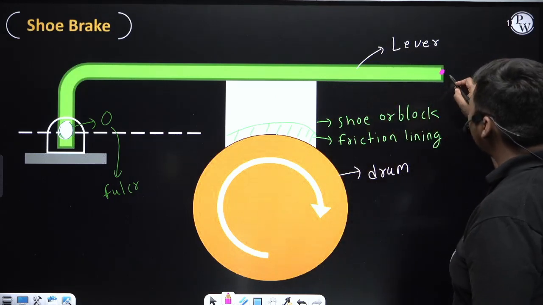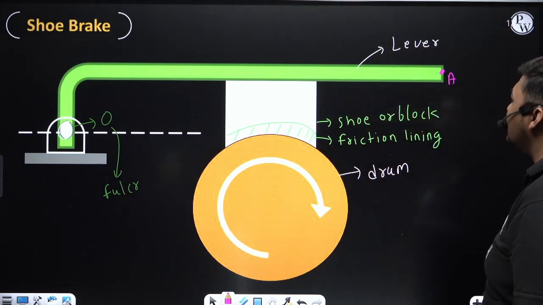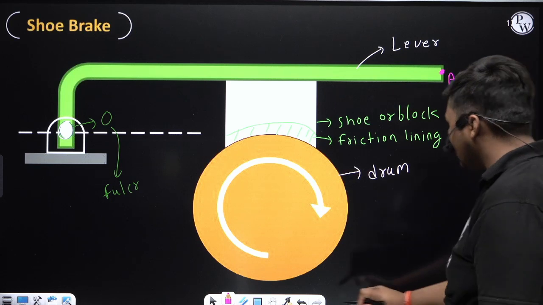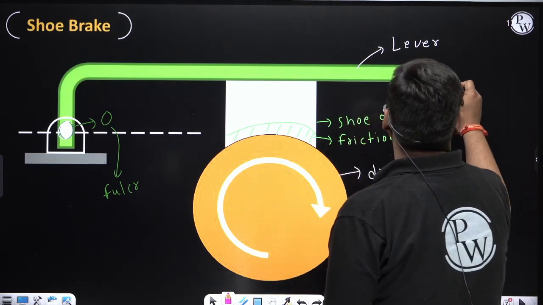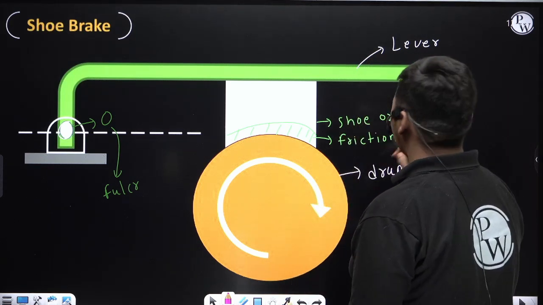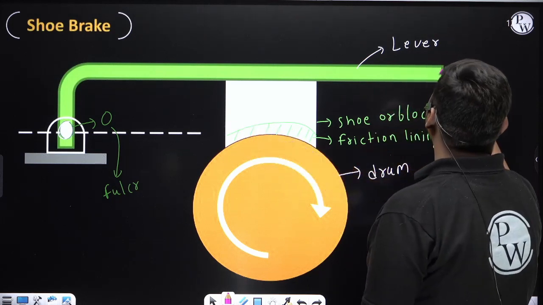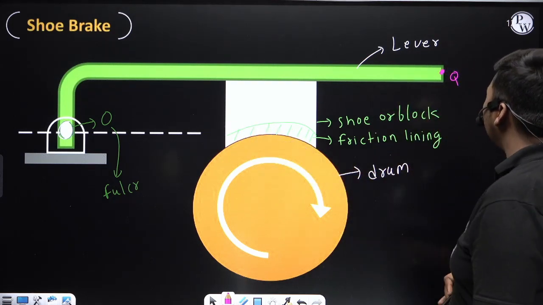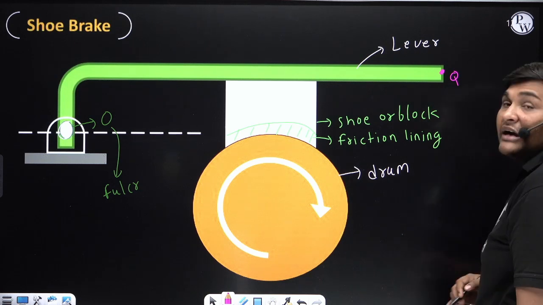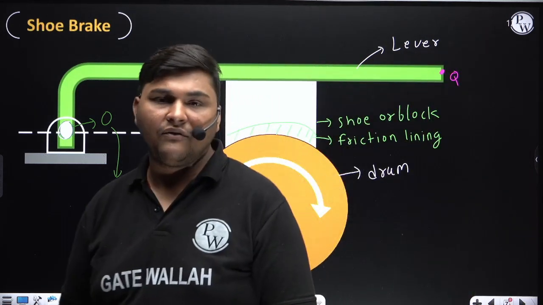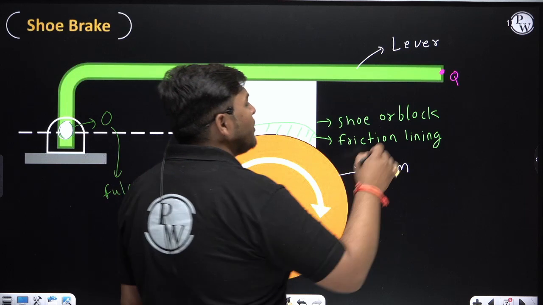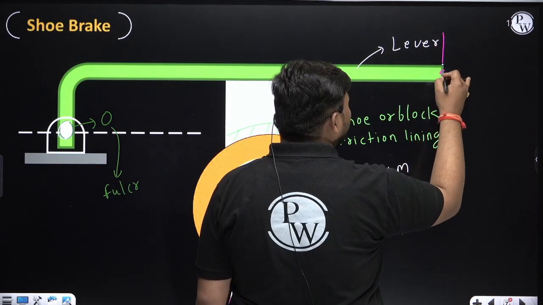Suppose the location where we are applying braking effort, I am denoting this location as point Q. Sorry, not point O, O is this point. Q is the point where we want to apply braking effort. Now what should be the direction of braking effort? The direction of braking effort at this location should be vertically downward.